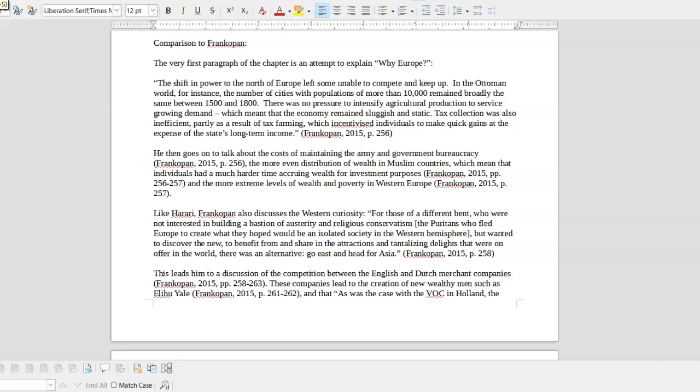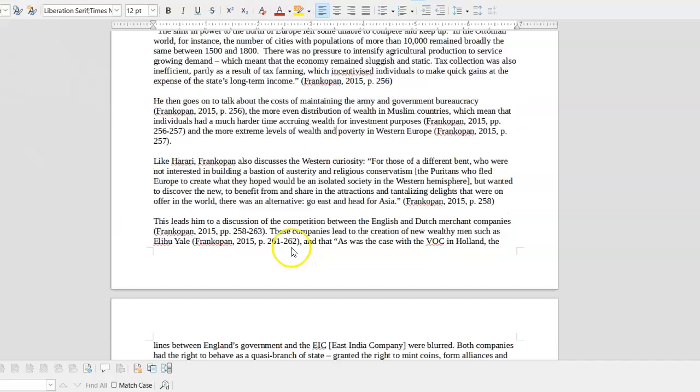So Frankopan spends a lot of time talking about the Muslim army and bureaucracies, which were expensive to maintain. And then, like Harari, he talks about Western curiosity. And this is a really wonderful passage on page 258. For those of a different bent who were not interested in building a bastion of austerity and religious conservatism, but wanted to discover the new, to benefit from and share in the attractions and tantalizing delights that were on offer in the world, there was an alternative: go east and head for Asia.